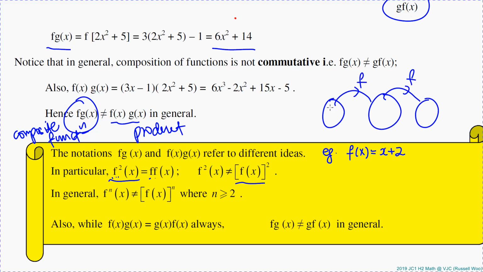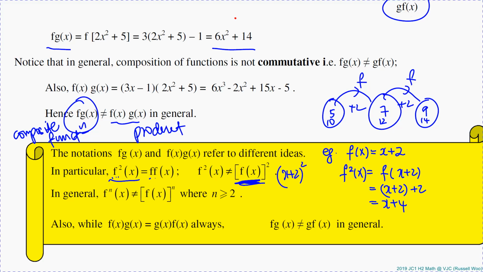So if I have a 5 here, you add 2, you get 7, add 2, you get 9. 10 here, you add 2, you get 12, you add 2, you get 14. So does it make sense that f square x is actually x plus 2 plus 2, which is x plus 4? You plus 2 one time, and plus 2 another time. But fx whole thing squared means something totally different. Fx whole thing squared is x plus 2 whole thing squared. Totally different. It cannot be the same. All good?